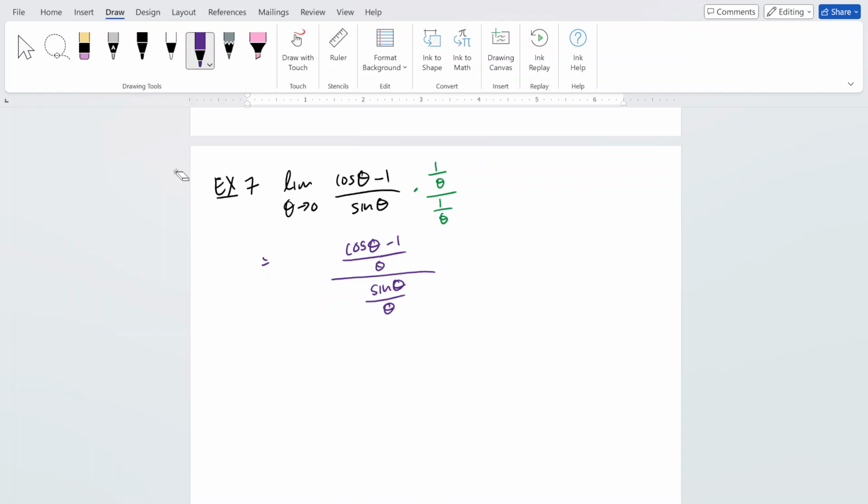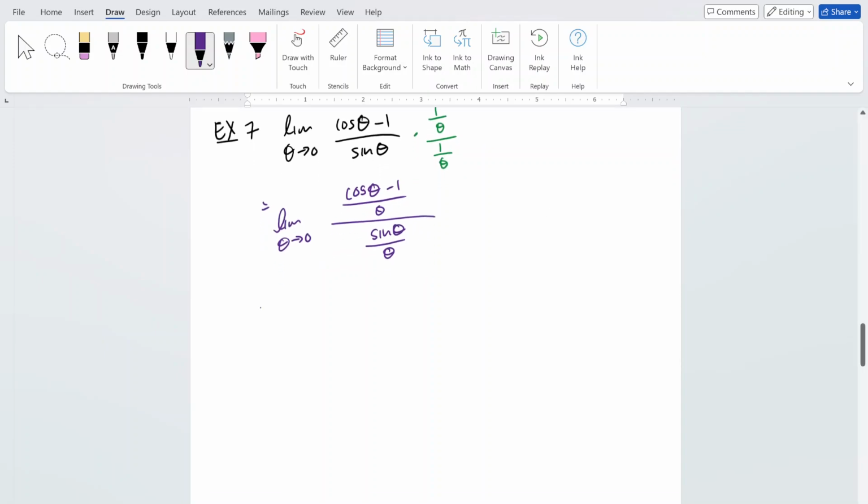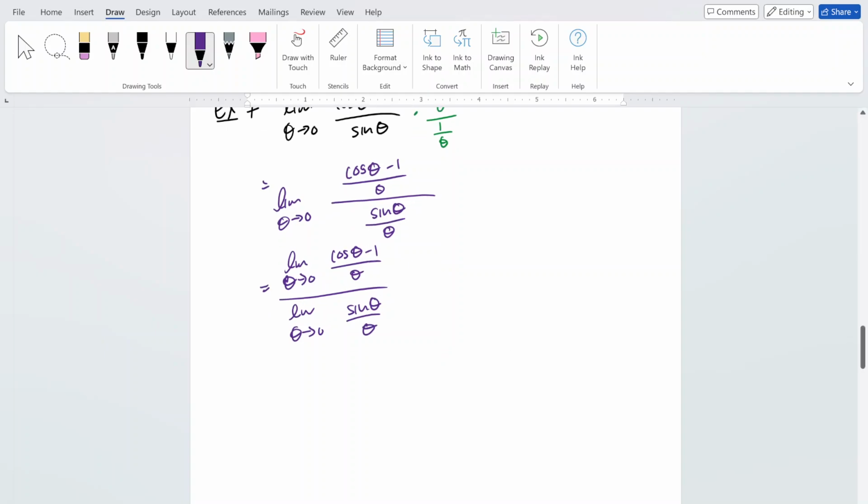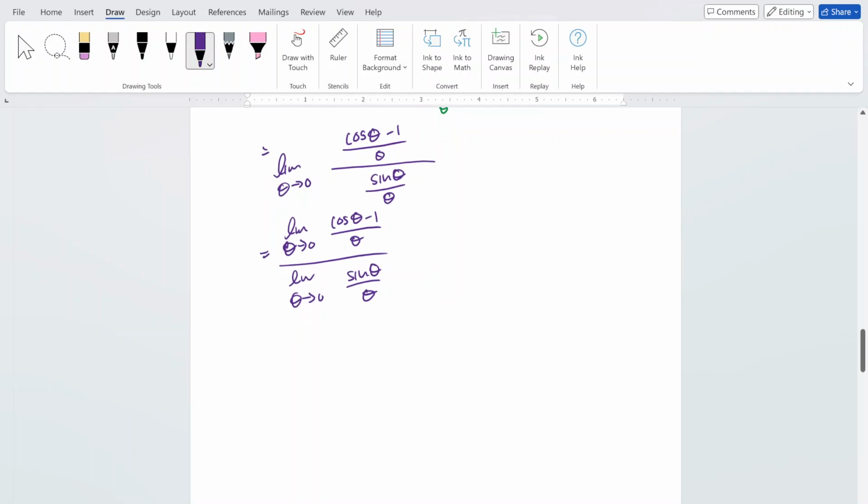And let me erase this so that you can clearly see that this limit is in front of the entire fraction right now. And so now, using our limit property laws, I could take the limit as theta goes to 0 of the numerator over the limit as theta goes to 0 of the denominator. And what is cosine of theta minus 1 over theta, the limit as theta goes to 0? Well, that is essentially number 6, which said it was 0, right? And then over here, in the denominator, the limit as theta goes to 0 of sine theta over theta is 1, so 0 over 1 is just 0.